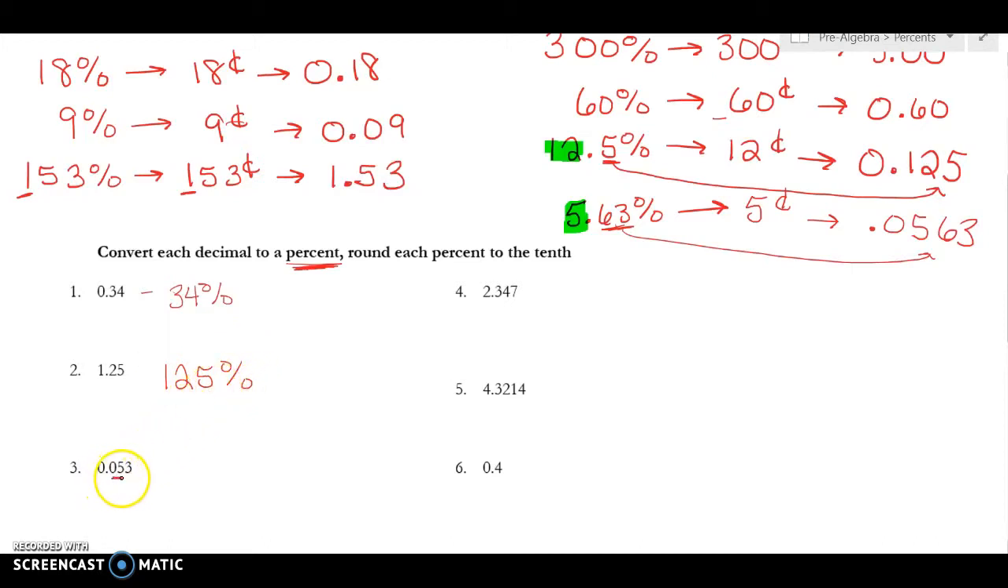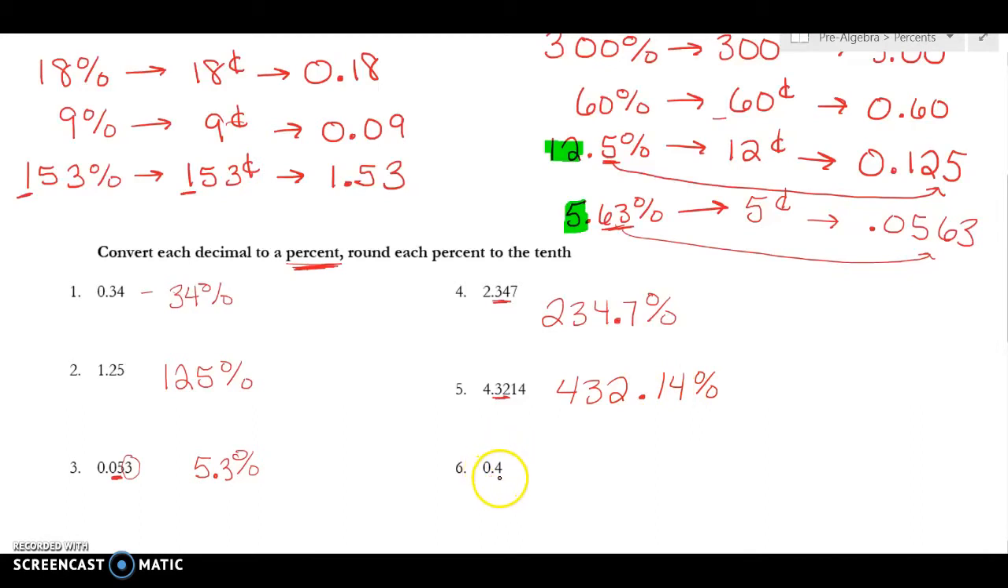This one here is a little tricky. This is 5 cents. The 3 is just extra, so I'll deal with that later. So it's 5%, and the way I deal with it is I just put the 0.3 after it. It's not 53 cents, it's 5 cents, and then I have a third of it left. All right, number 4. So here, this is 2.34. So that's 234%, but I can't leave off the 7, so I just add it at the end. Same thing here. This is 4.32, so it's 432 cents, but I can't leave off the 14, so I add it at the end.